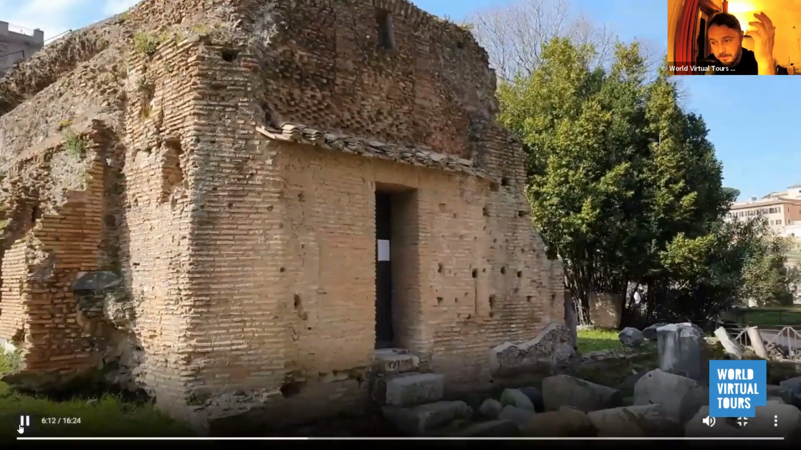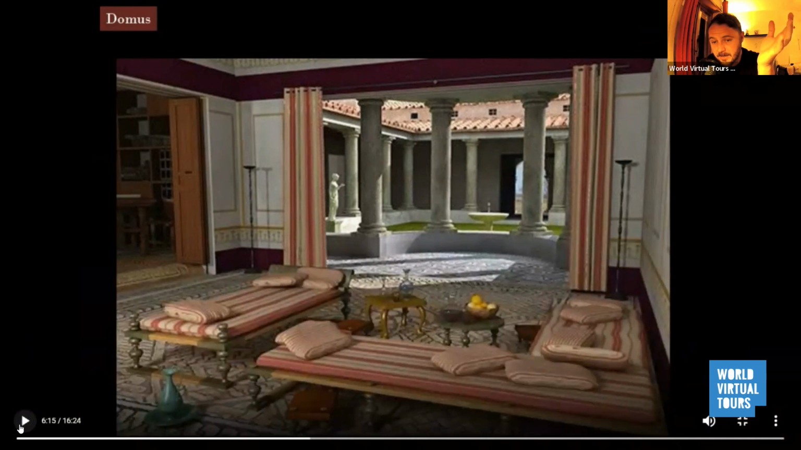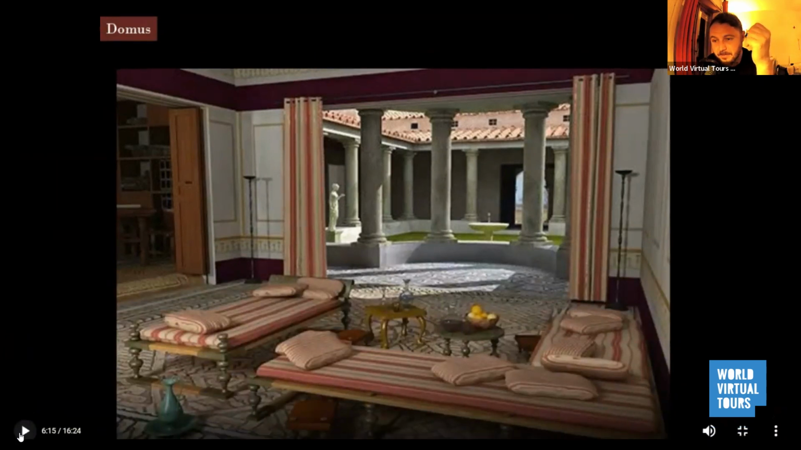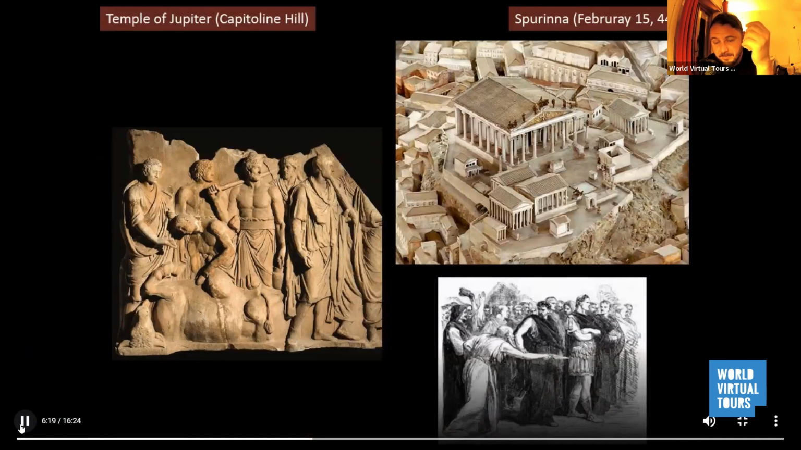Now I'm going to show you a few reconstructions to help you understand what I mean. This is the inside of a villa. These reconstructions have been taken from Pompeii, but basically it's exactly how the house of a senator in Rome was going to look. You see the mosaics, you see everything.